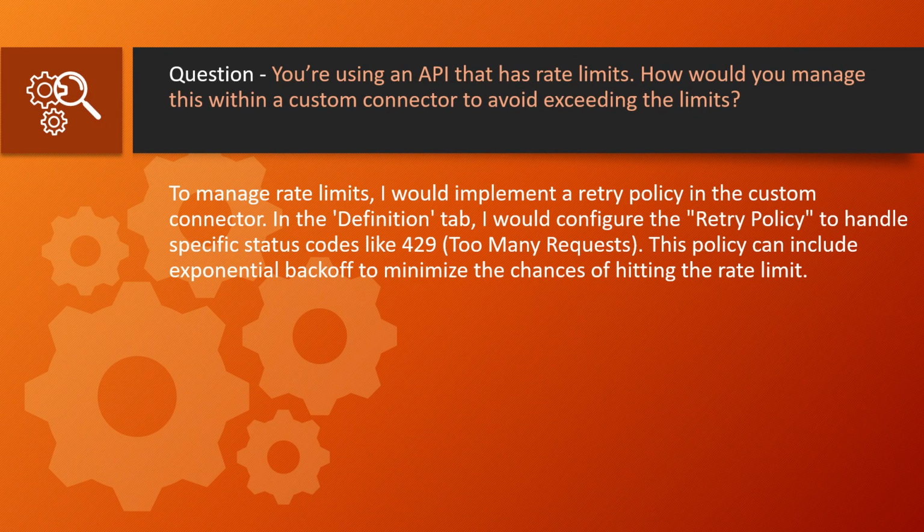You are using an API that has a rate limit. How do you manage this within a custom connector to avoid exceeding the limits? So to manage the rate limit, I would implement a retry policy in the custom connector. In the definition tab, I would configure the retry policy to handle a specific status code like 429, too many requests. This policy can include exponential backoff to minimize the chances of hitting the rate limit.